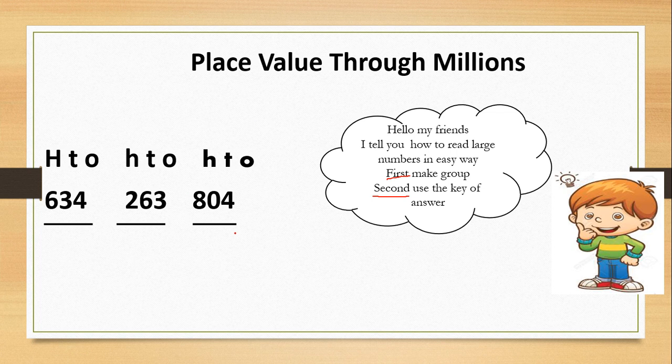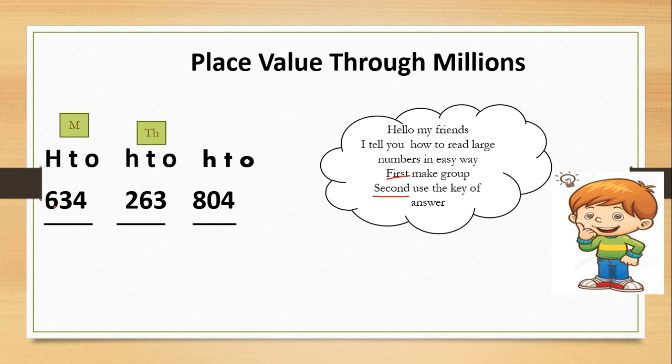Don't forget, the first group is without name. The second one is the group of thousands. The third, millions. So the first group without name, the second thousands, the third millions. Now when we use the key of answer, it becomes so easy to read this number. Let me show you how you can read this number. When we read or write a number, we start from the left.